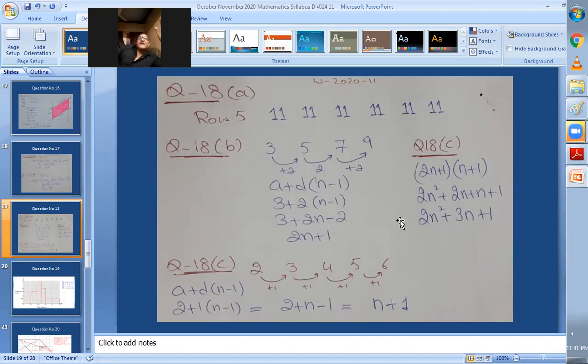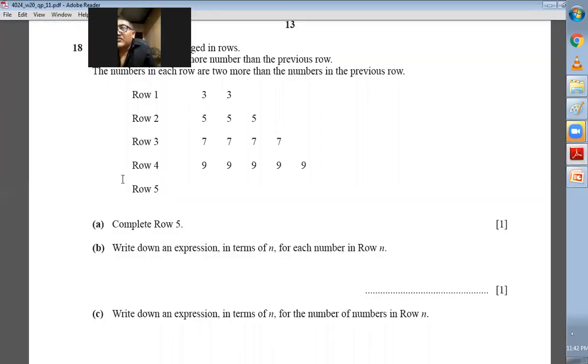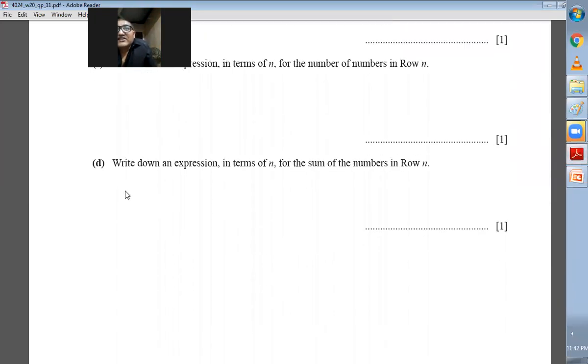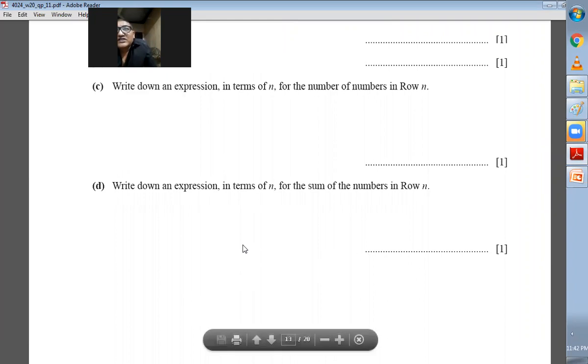For example, in the first row, I will put n as 1 in the place of n. So there will be 2 numbers showing up. And in the third row, I will put 3 in the place of n. So this will be 3 plus 1. So there will be 4 numbers showing up. I hope you have understood. So then the next question is write down an expression in terms of n for the sum of numbers in a row.